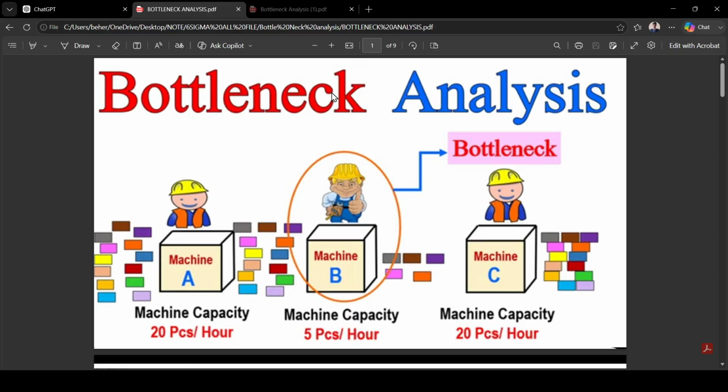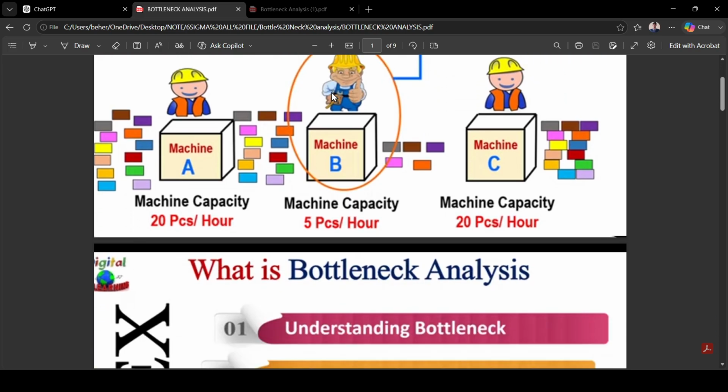This is my part 2 video, and this is also about bottleneck analysis. What is bottleneck analysis? See the image so you can clearly understand. The first machine has a capacity of 20 pieces per hour. The second machine has a capacity of 5 pieces per hour. The third is 20 pieces per hour.